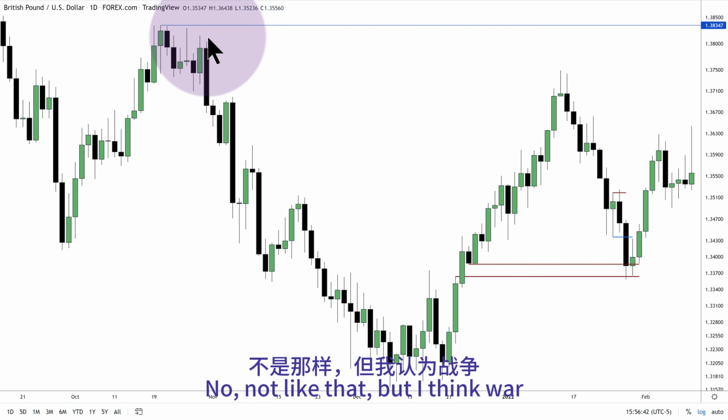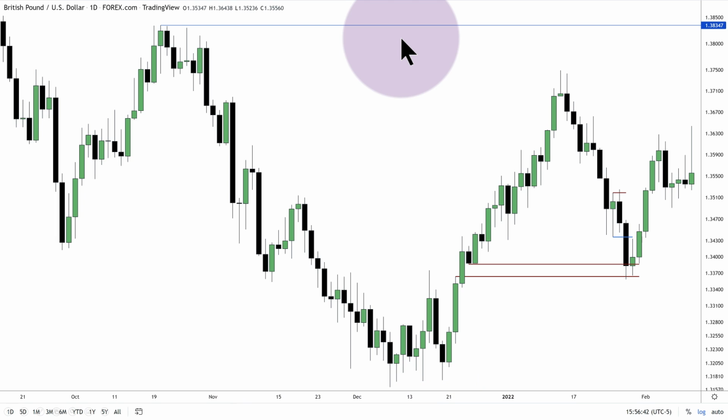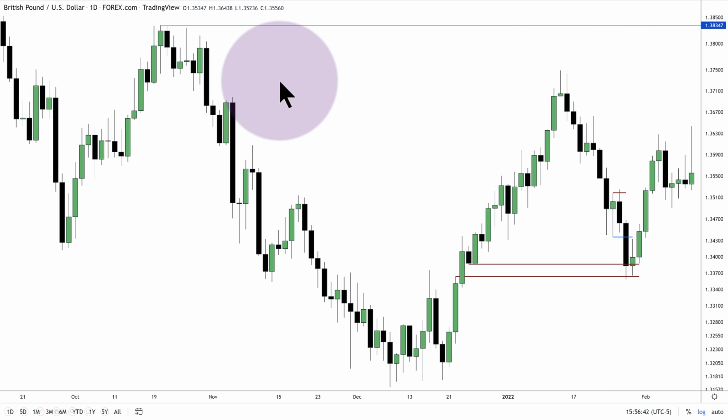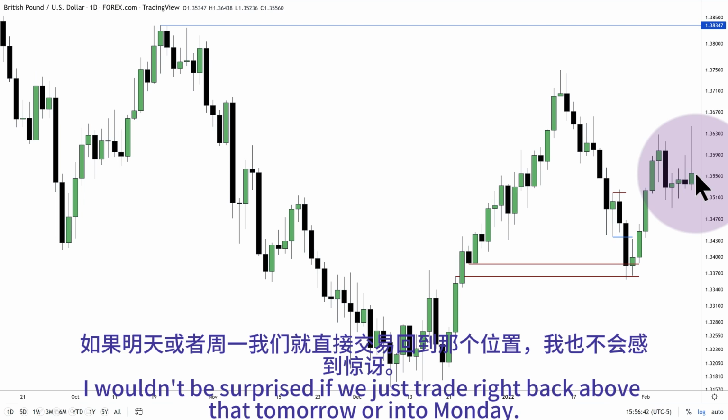No, not like that, but I think war would send it up very quickly. But I think they're just going to kind of keep working and pressing up into this high here. But ultimately, I like this high being taken out. I don't see anything bearish here. Even though it does this here, I don't see that as bearish. I wouldn't be surprised if we just trade right back above that tomorrow or Monday.